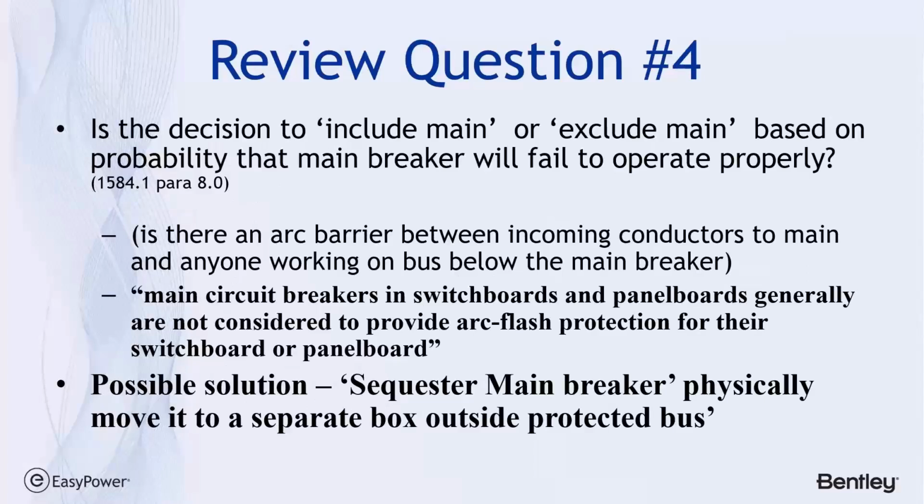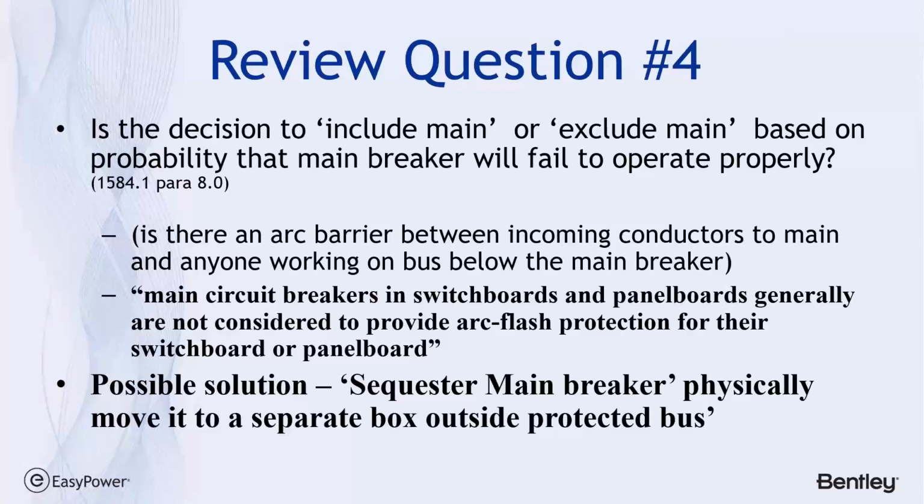Question 4. This comes up a lot. The decision to include or exclude the main: is it based on the probability that the main breaker will fail to operate properly? Well, the answer is no. And again, this is described in the application note 1584.1. And that is, the decision is based upon whether or not there is an arc barrier between the incoming conductors and anyone working on the bus below the main breaker. And this is an excerpt.